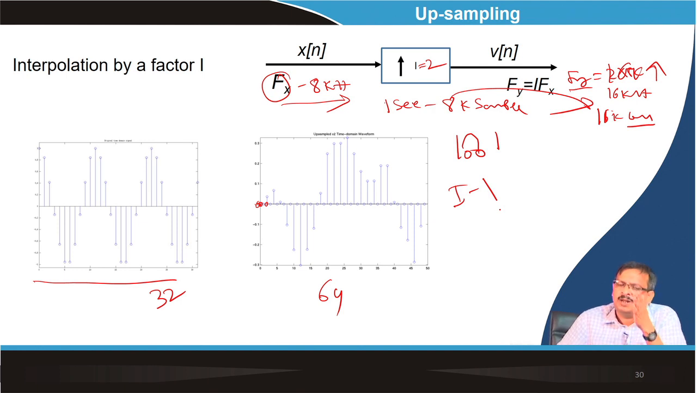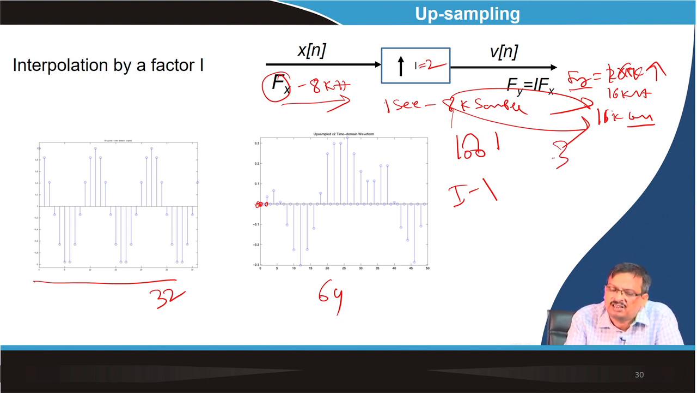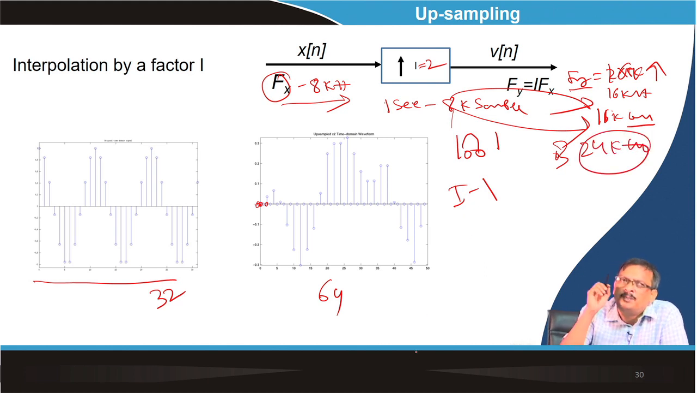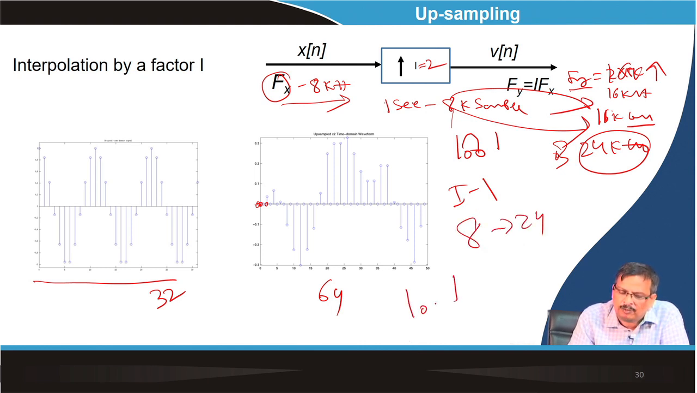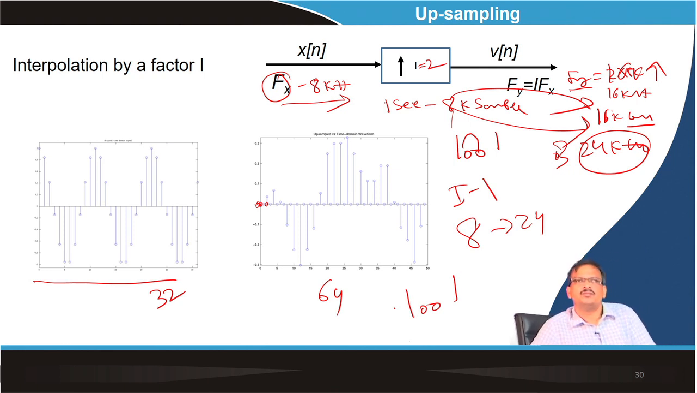Because factor 2 means I have to double the number of samples. Factor 3 means I have to make it 3 times, so it will be 8 into 3, 24k samples in 1 second. So I have to make it 24k. So from 8k to 24k, in between two samples I have to put two 0s. So I minus 1 number of 0s.